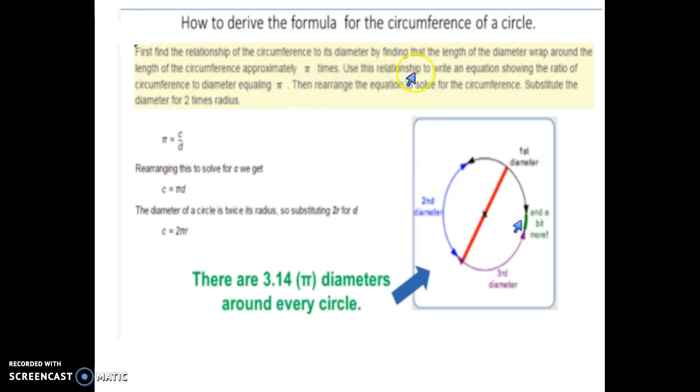3.14 times. Use the relationship to write an equation showing the ratio of the circumference to the diameter equaling pi. Then you rearrange the equation to solve for the circumference. Substitute the diameter for 2 times the radius. So if we've got pi equals the circumference divided by the diameter, you can solve for the circumference by multiplying the diameter on each side. So you've got pi times the diameter. Remember, the diameter is the same as 2 times the radius. So that's how we get that formula.